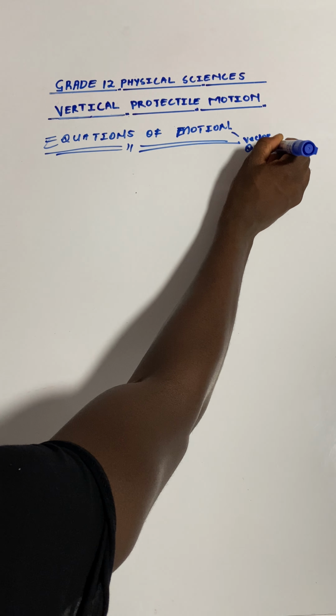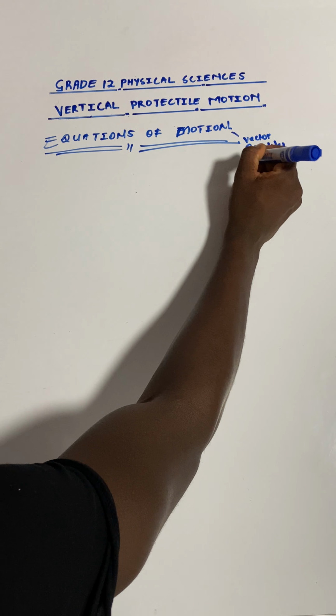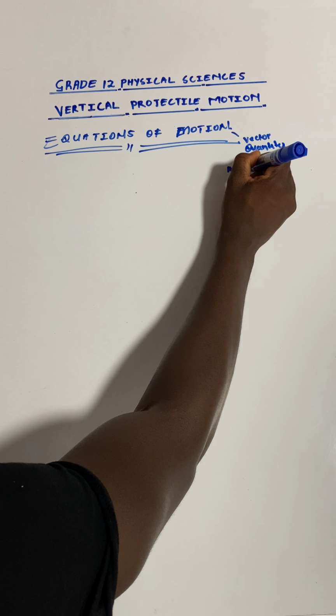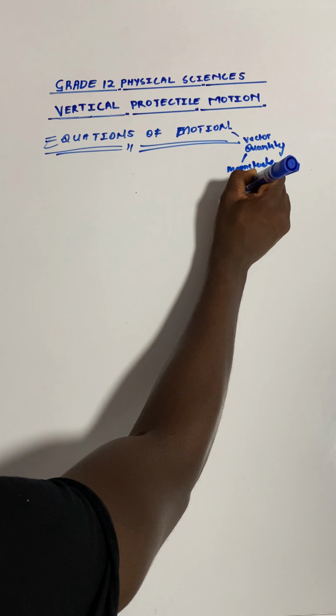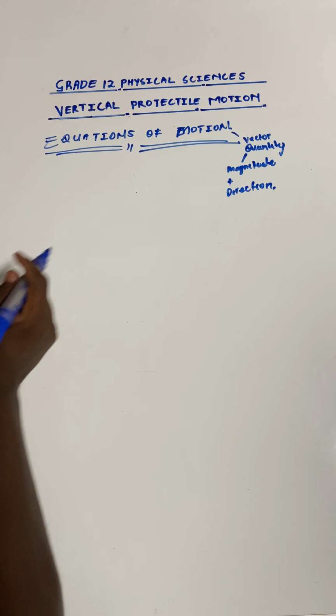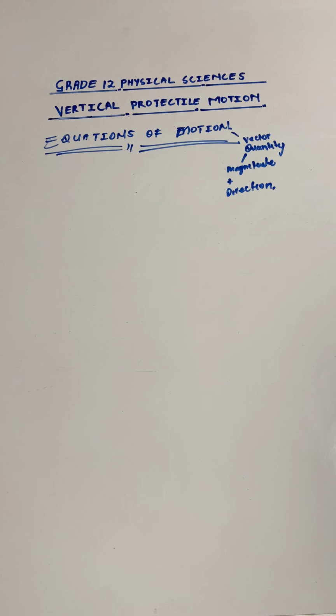So in other words, in whatever we do, always take cognizance of magnitude and direction. These are very important components that you need to be aware of when dealing with vertical projectile motion. In fact, in mechanics, please always make sure that you make use of these two. Okay, so now let us get into the equations of motion that we have, and what we use them for.